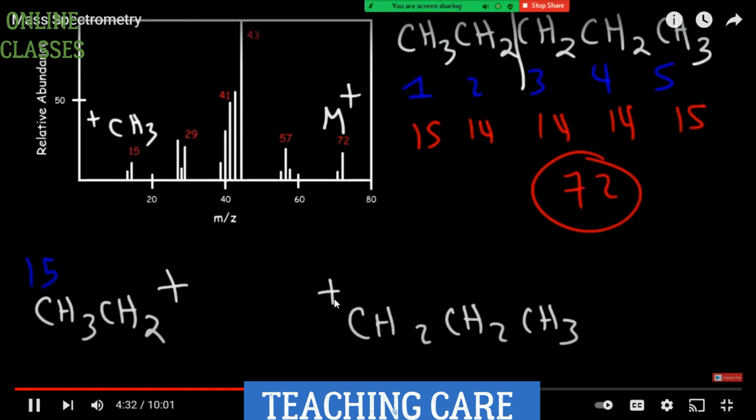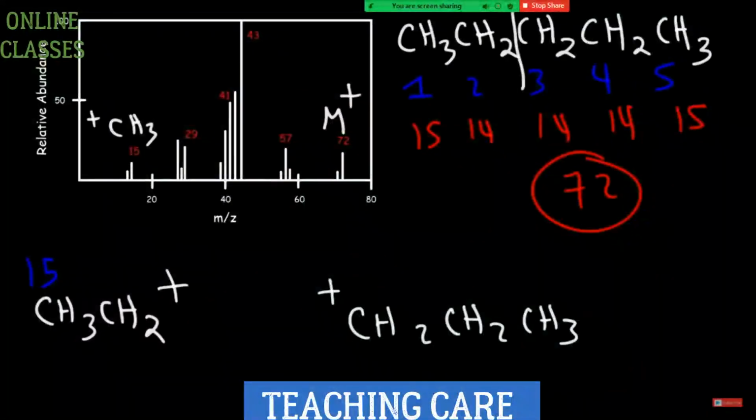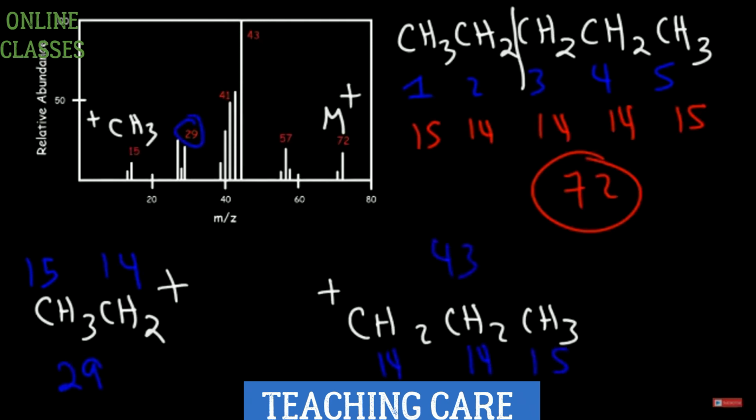Now, anytime you see a CH3 group, it has a weight of 15, and a CH2 group has a weight of 14. So the ethyl cation has a weight of 29. That corresponds to the peak that we see here. As for the propyl cation, if you add 14, 14, and 15, that will give you a total of 43. Or you could do 72 minus 29, and that'll give you 43. So the propyl cation corresponds to the base peak.